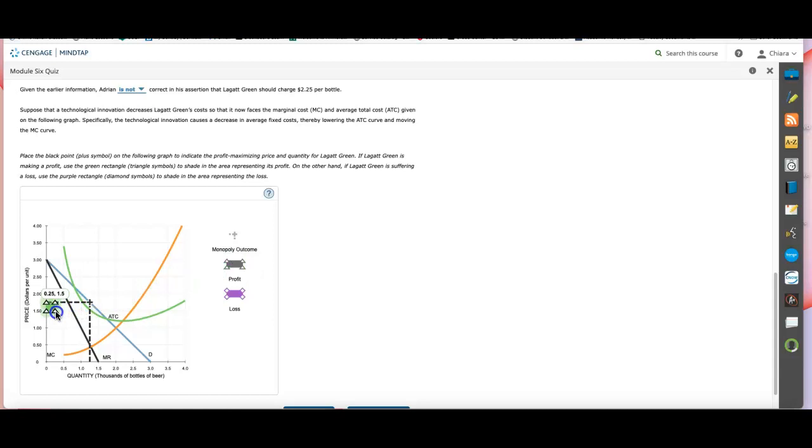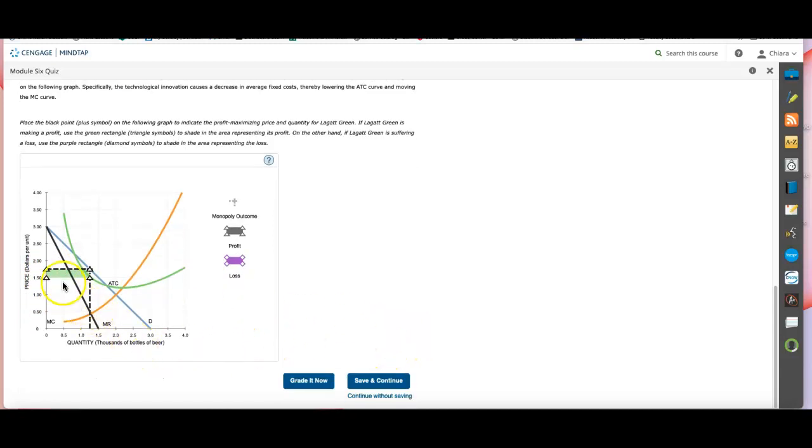So I'm going to drag it right on the demand there. The bottom portion is going to be on my average total cost curve. The top is the price, and it's going to be this difference. It's going to be the area of this rectangle that identifies my profit.